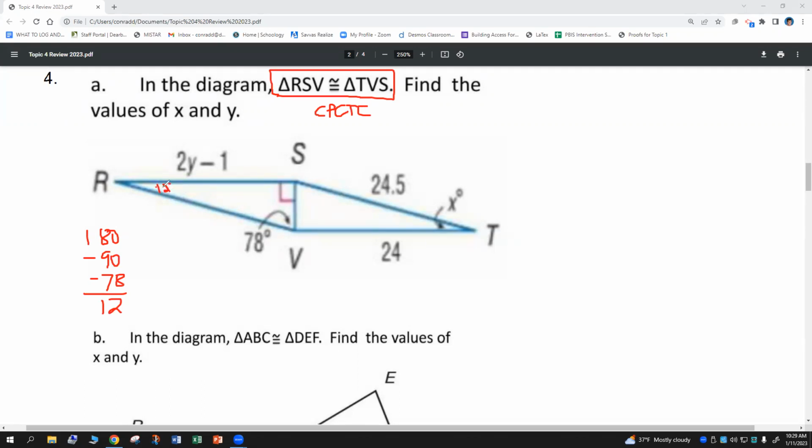All right, and then everything from this triangle, I can match it up with the other triangle. So in this triangle, R matches with T, so T is also going to be 12. Okay, S is 90, it's going to match with V, so V will be 90 degrees. And then V is 78 in the first triangle, it matches with S in the second one, so this one is 78 degrees. So our first answer there is X equals 12 degrees. Well, actually, X just equals 12 because they have the degree symbol in there. So just X equals 12.